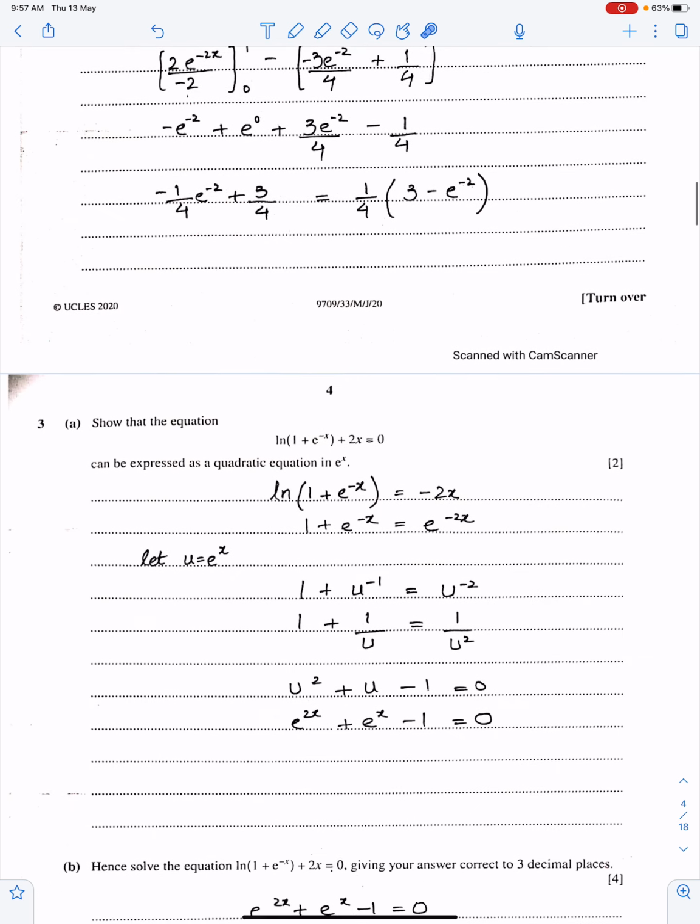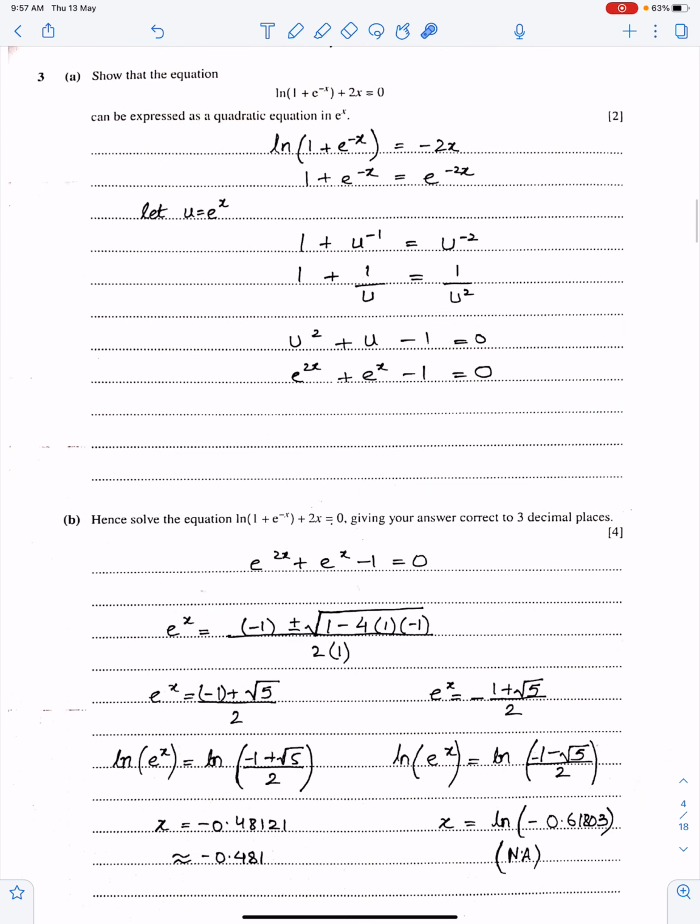Next question. Question number 3. This is the logarithmic equation. First, we need to remove ln from this equation. You all know how to remove ln. This is the index form.